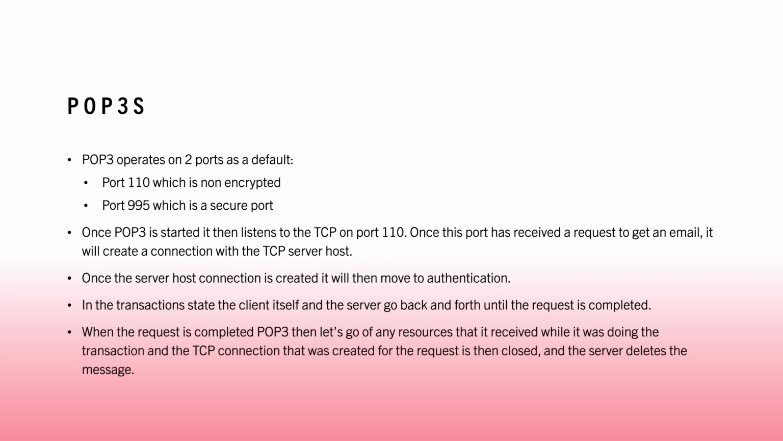POP3 operates on 2 ports as a default. Port 110, which is non-encrypted, and port 995, which is a secure port. Once POP3 is started, it then listens to this TCP on port 110. Once this port has received a request to get an email, it will create a connection with the TCP server host. Once the server host connection is created, it will then move to authentication.